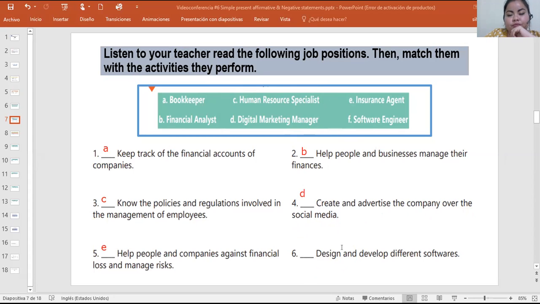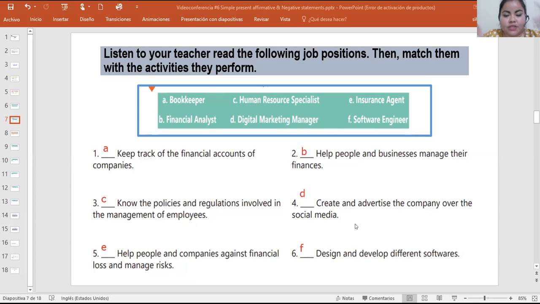Number six. F. Okay, letter F. What is letter F? Software engineer. Design and develop different softwares. Very good. Repeat. Design and develop different softwares. Softwares, very good. So we have there our answers for each one of these.